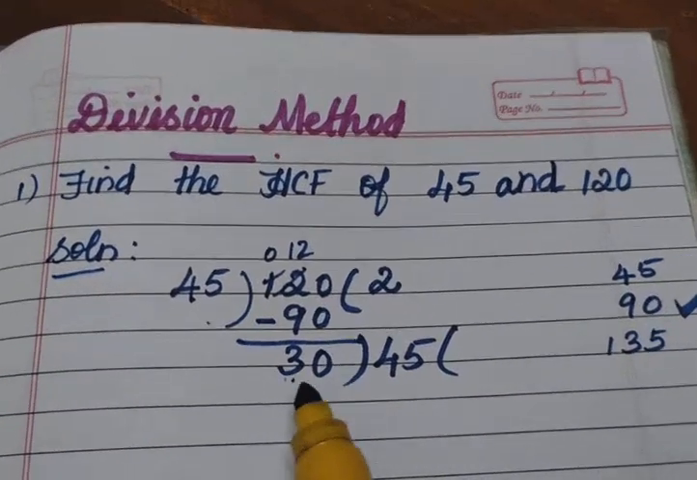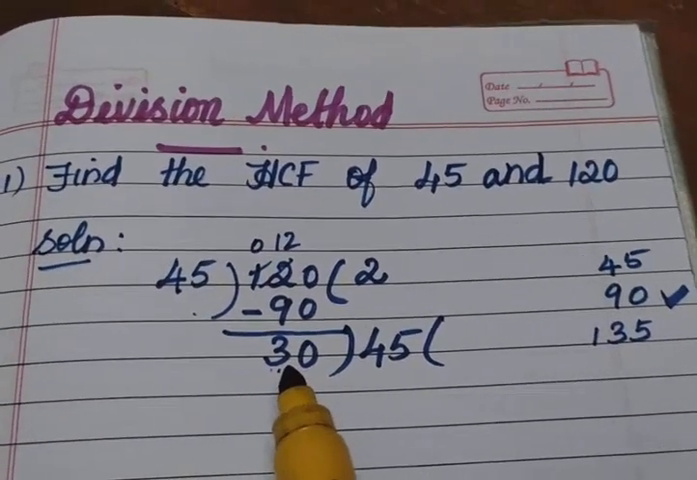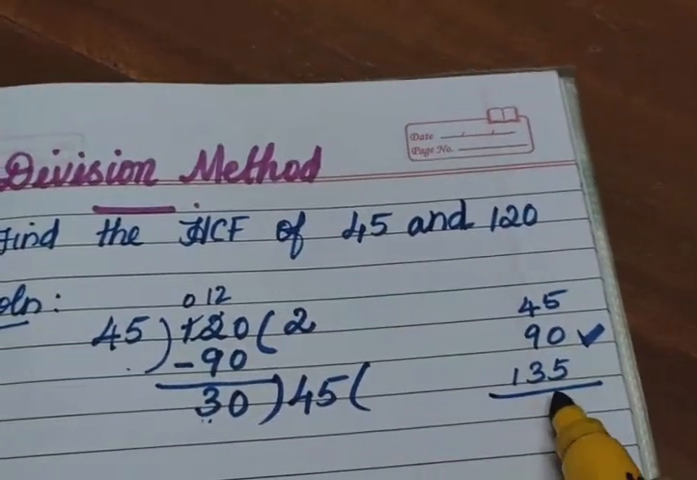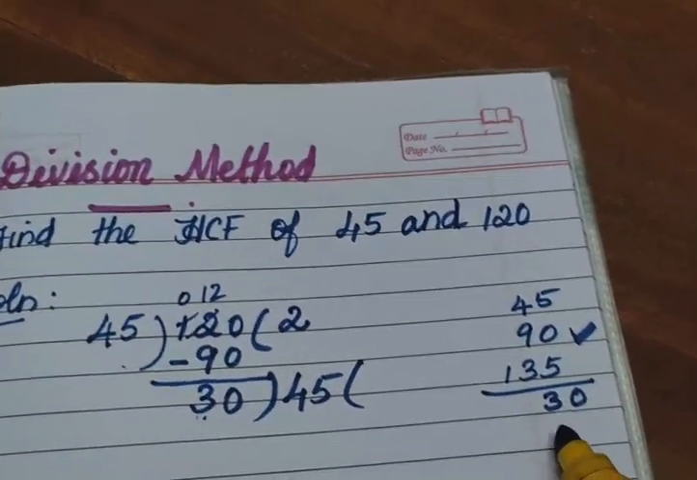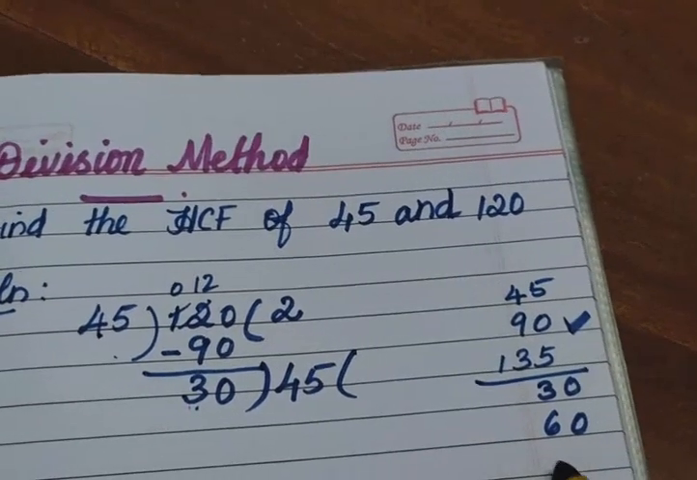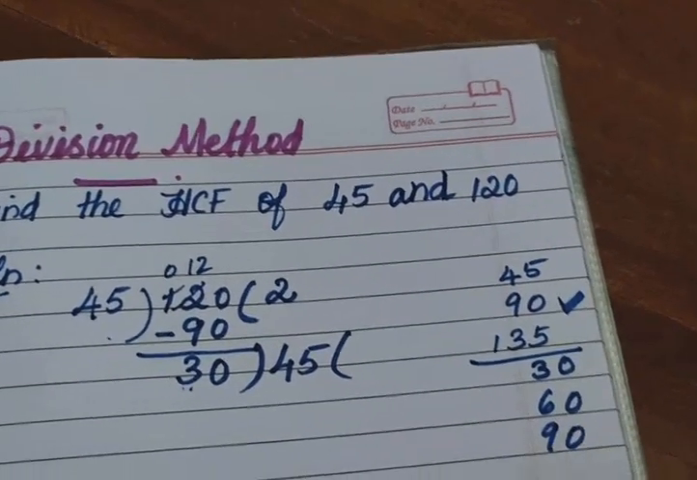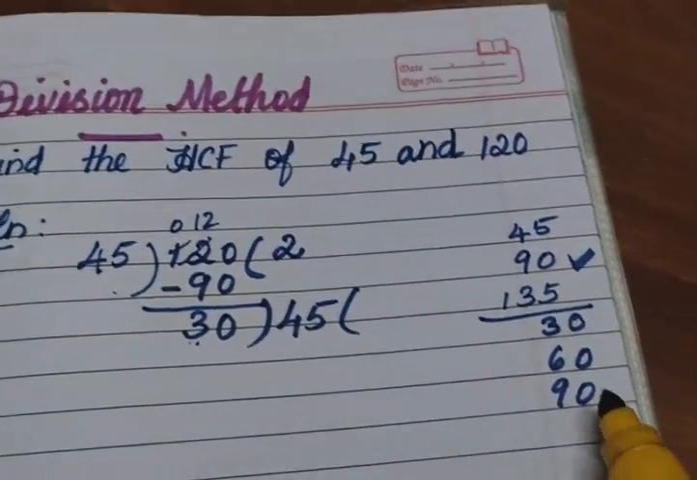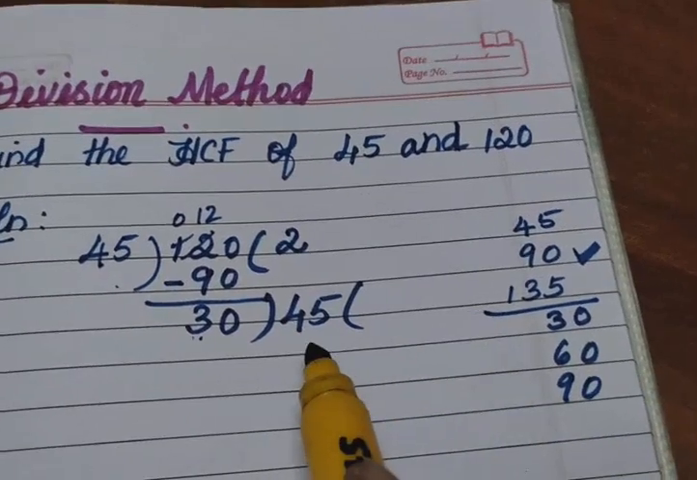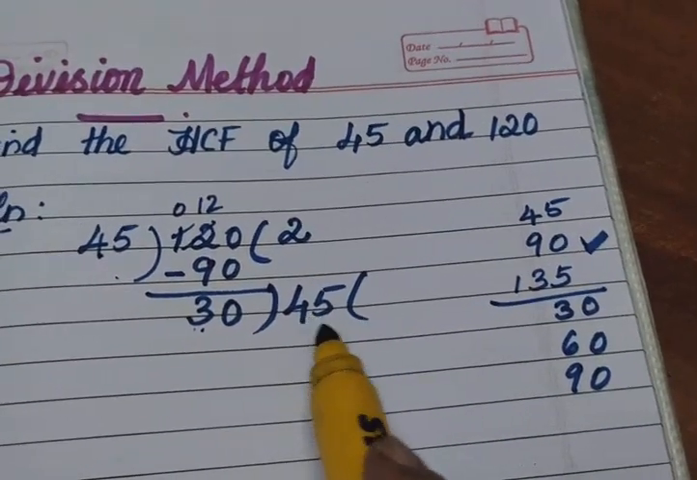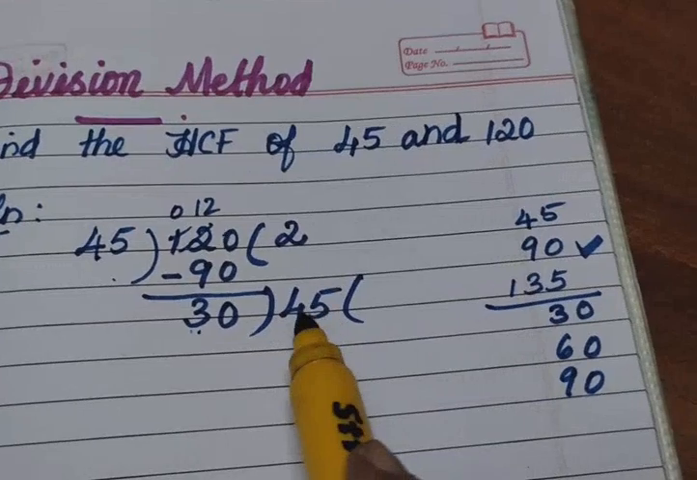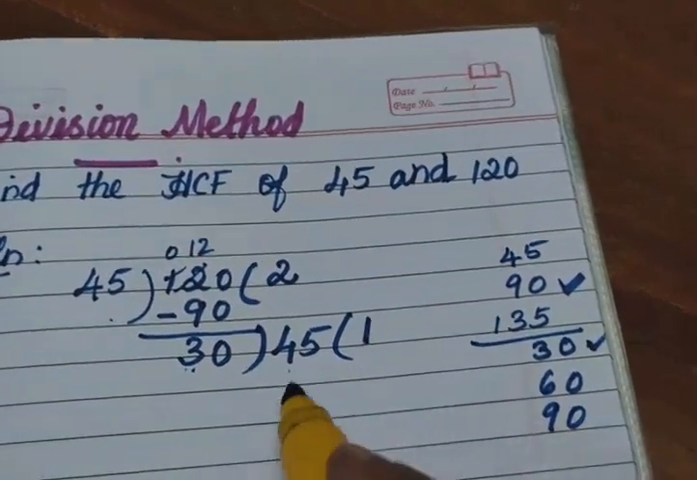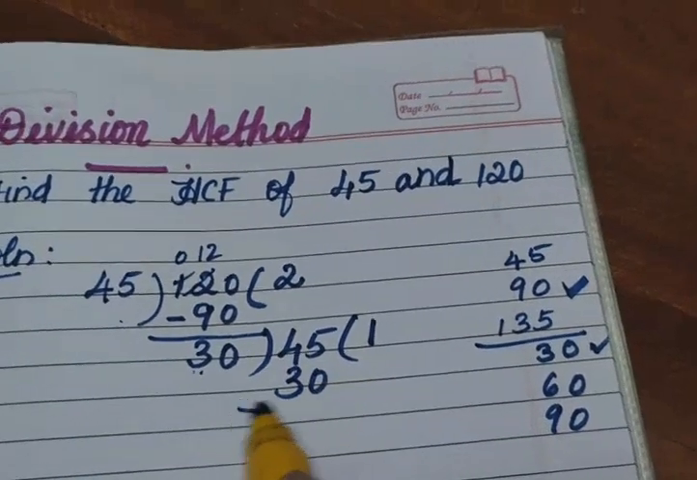Understood children? Now we need the table of 30. We know 1 30 is 30, 2 30s are 60, isn't it? 3 30s are 90, and so on. So here 45 is there. If we give 60, we cannot divide, because 60 is more than 45. So we cannot give that. So we can give 30, only one time 30.